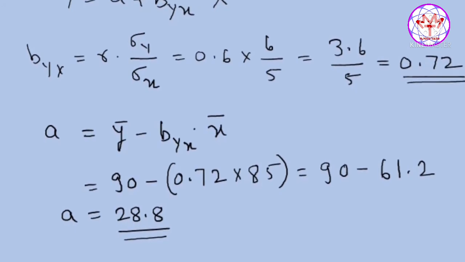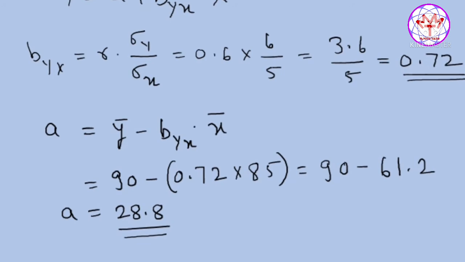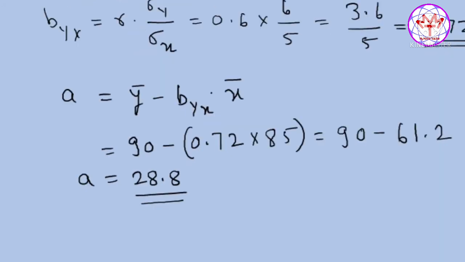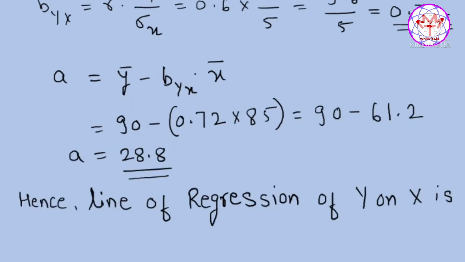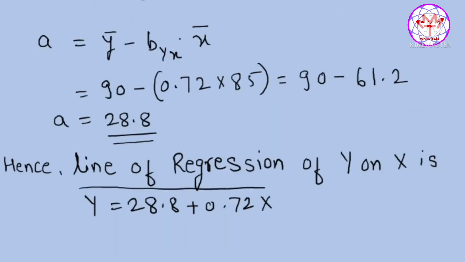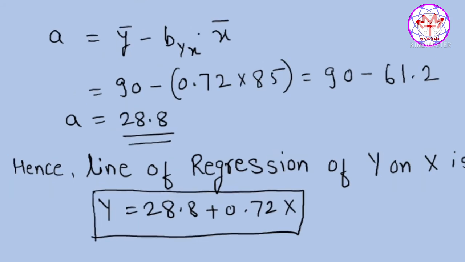So let us substitute this in the line of regression of y on x. Hence the line of regression of y on x is y is equal to 28.8 plus 0.72 into x. So this completes your line of regression of y on x. Now let's find the line of regression of x on y.